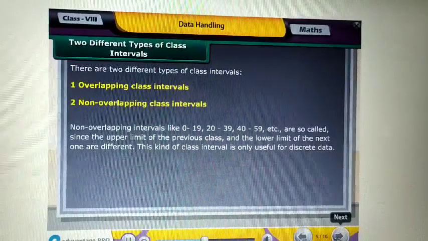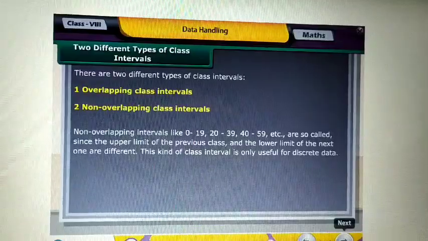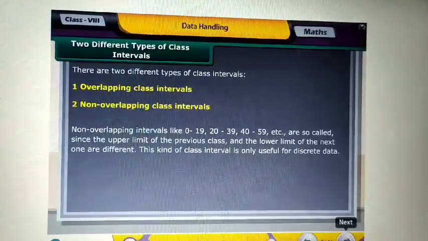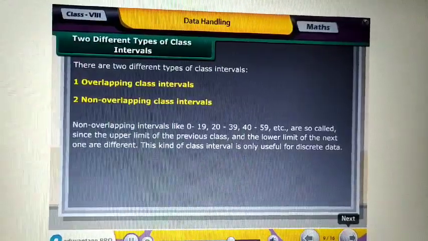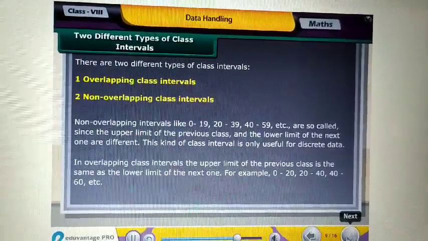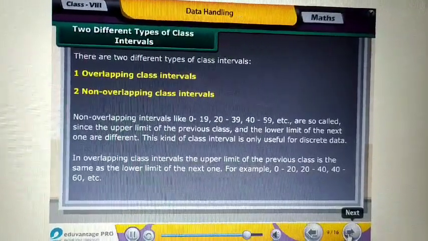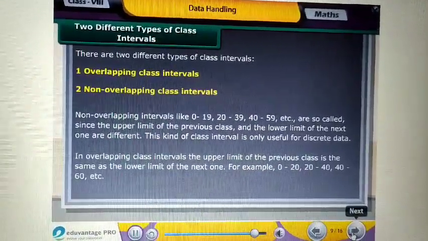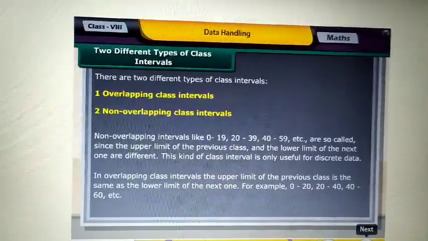are so called since the upper limit of the previous class and the lower limit of the next one are different. This kind of class interval is only useful for discrete data. In overlapping class intervals, the upper limit of the previous class is the same as the lower limit of the next one. For example, 0 to 20, 20 to 40, 40 to 60, etc.